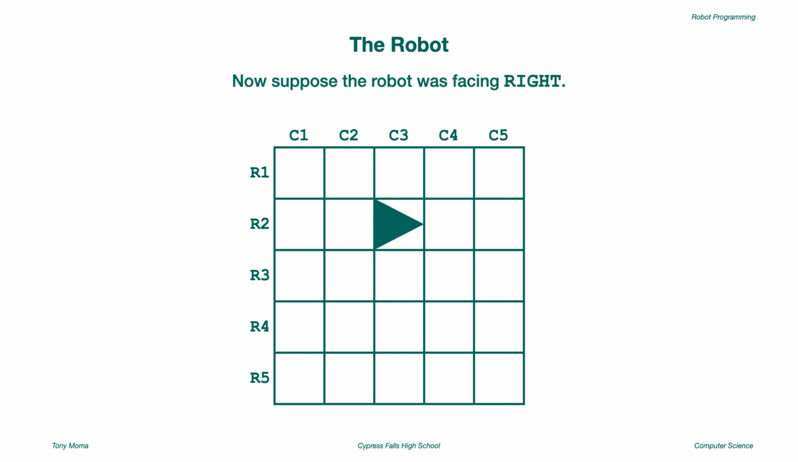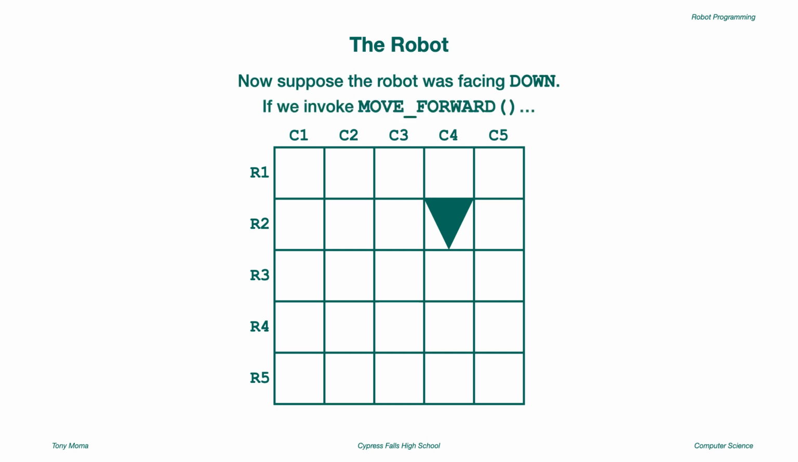Now suppose the robot were facing right. If we invoke move forward, then it would move forward one square in the right direction. Now suppose the robot was facing down. If we invoke move forward, then the robot will move one square forward in the down direction. Now suppose the robot was facing left. If we invoke move forward, then the robot will move one square forward in the left direction.